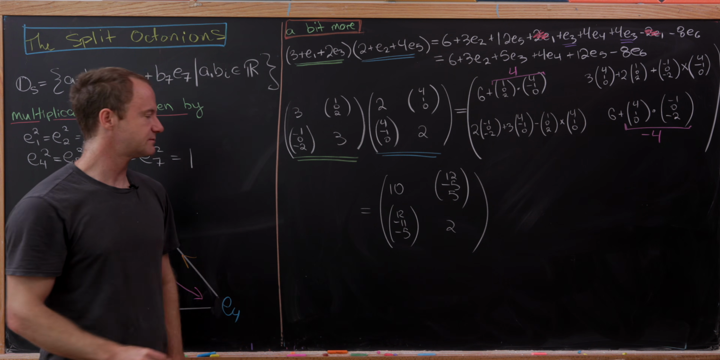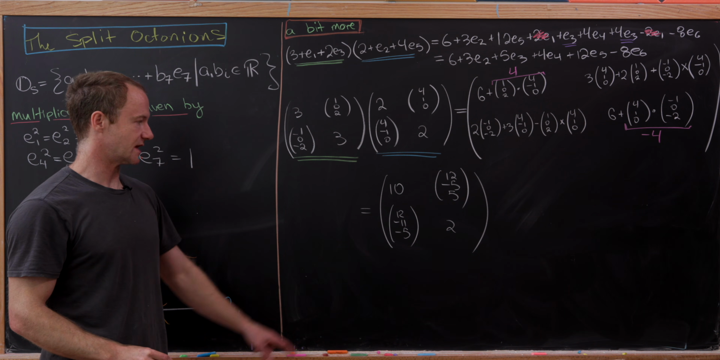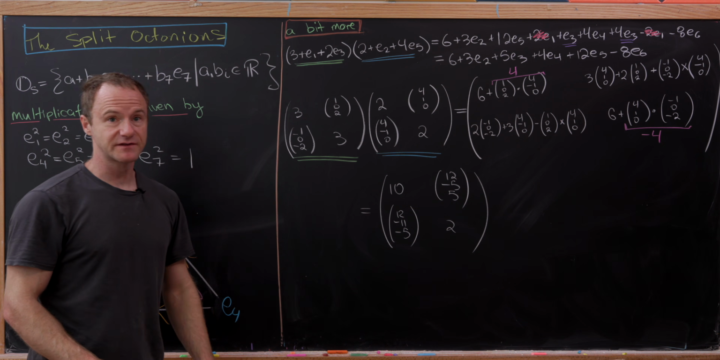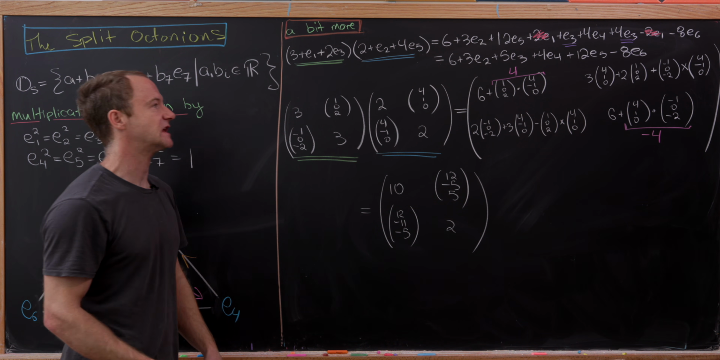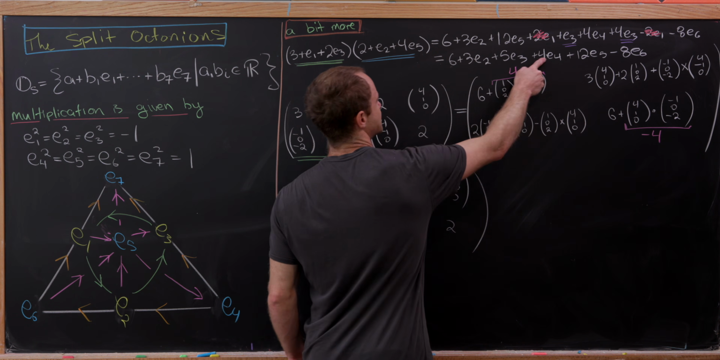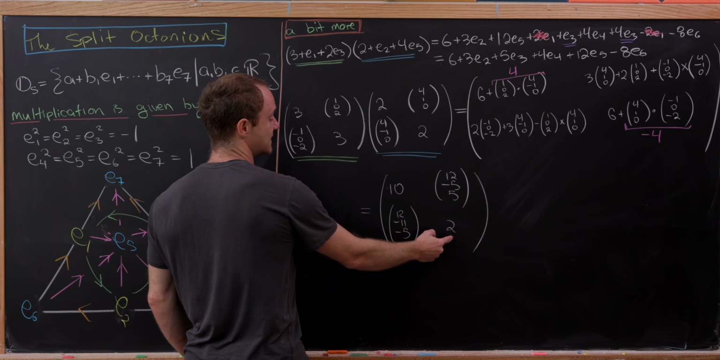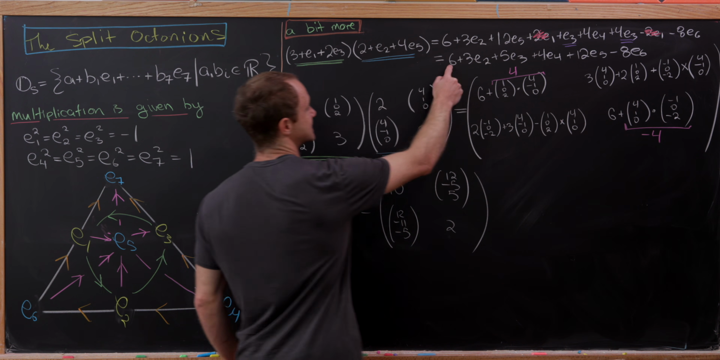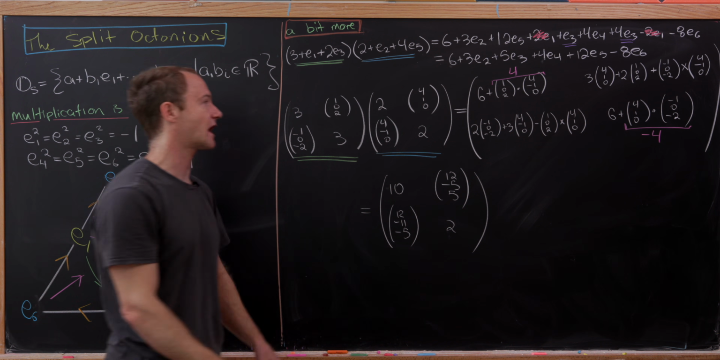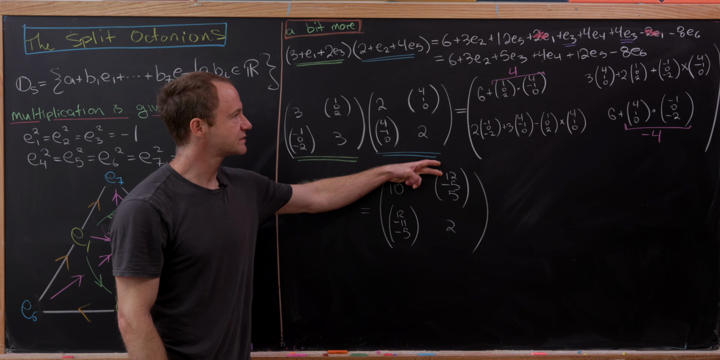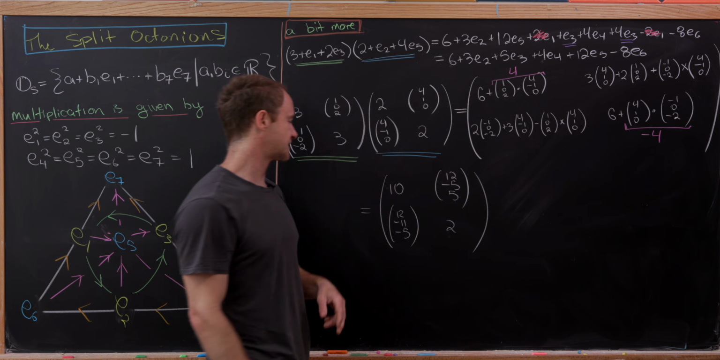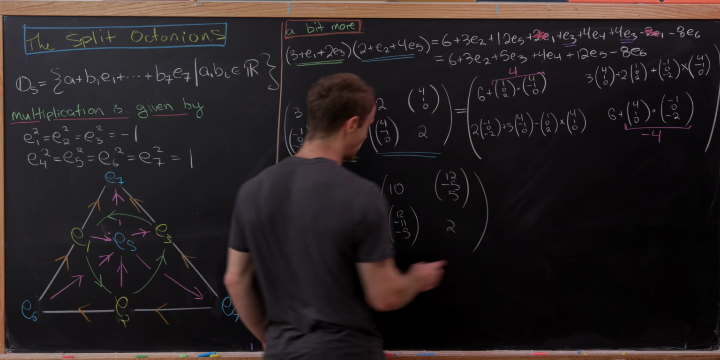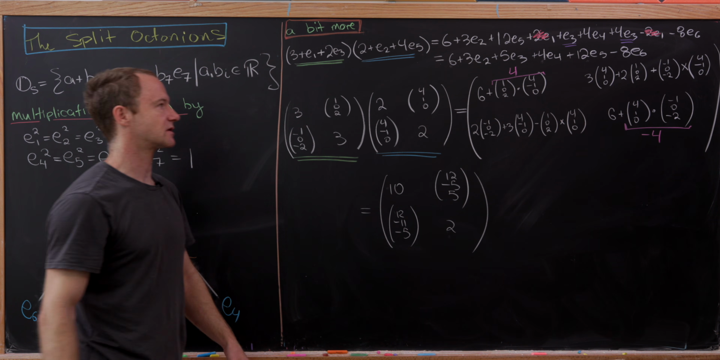But now let's make sure that that makes sense. Let's recall that this upper left entry was the sum of the real part and the coefficient of E4. So look, 6 plus 4 is 10. And then this lower right was the difference. 6 minus 4 is 2. So that works out. And then this was the coefficient of E1 plus the coefficient of E5. But that's going to be 0 plus 12, so that's how we get this here. And then likewise, we get something similar here.